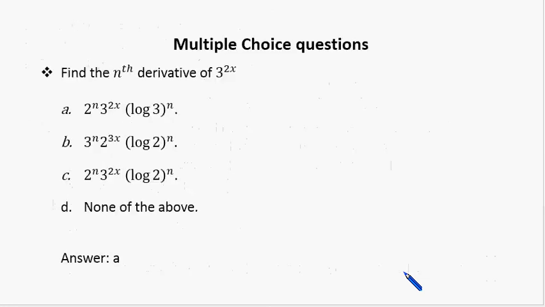So we have to take the multiple choice questions. Find the nth order derivative of 3 to the power of 2x. Option A, 2 to the power of n into 3 to the power of 2x into (log 3) whole to the power of n. Option B, 3 to the power of n into 2 to the power of 3x into (log 2) whole to the power of n. Option C, 2 to the power of n into 3 to the power of 2x into (log 2) whole to the power of n. Option D is none of the above. The answer is A.